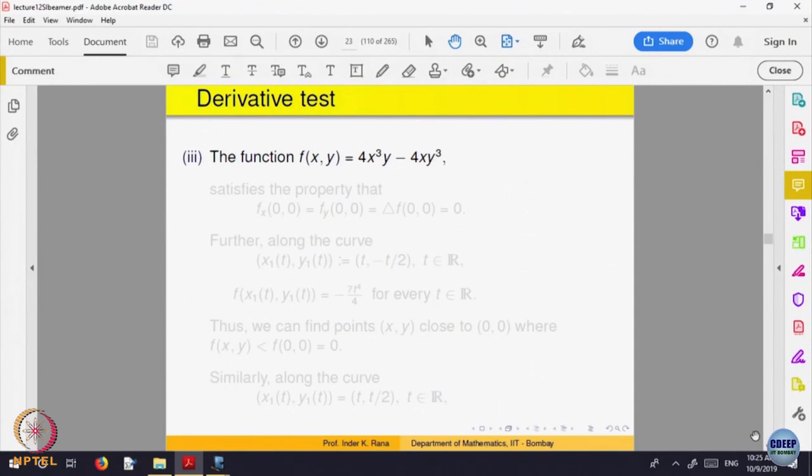Look at this example. In this example again, if you compute the discriminant, that will turn out to be equal to 0. So as such, the test does not help you to compute or conclude anything. But for this you can try to maneuver. For example, say y cube is there. If I look at the line x is equal to minus y, what will happen?